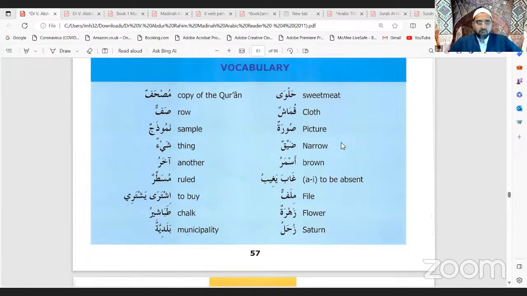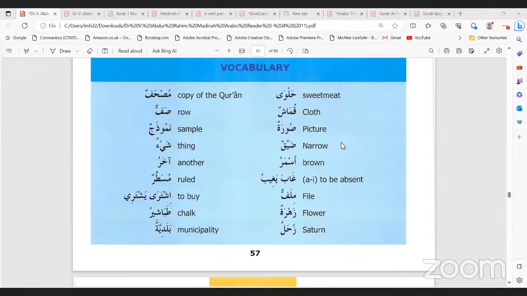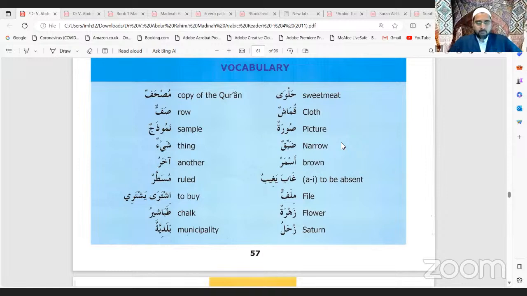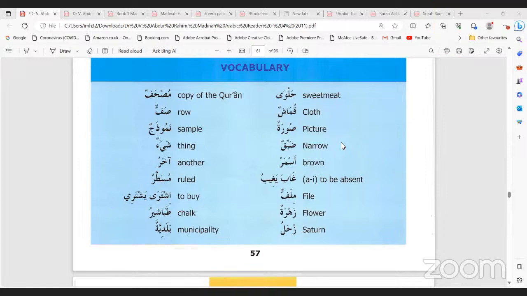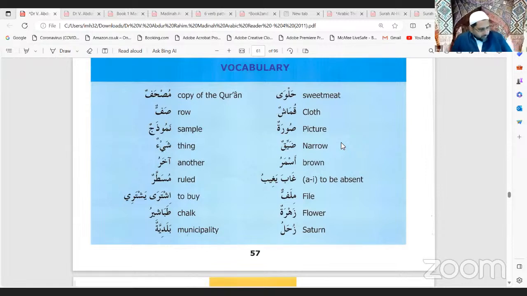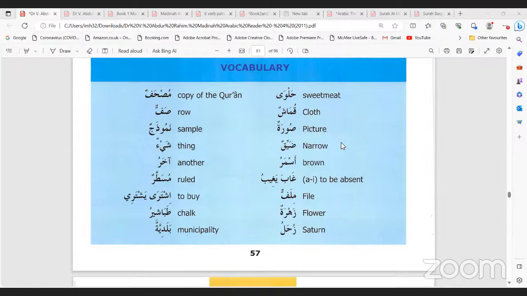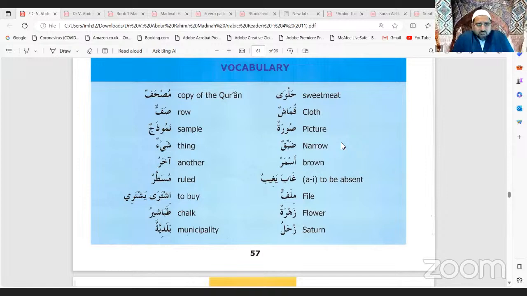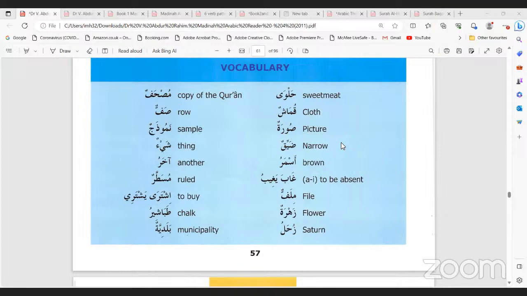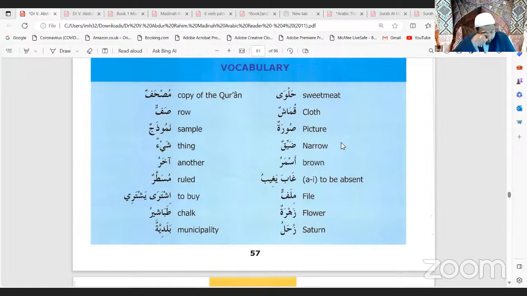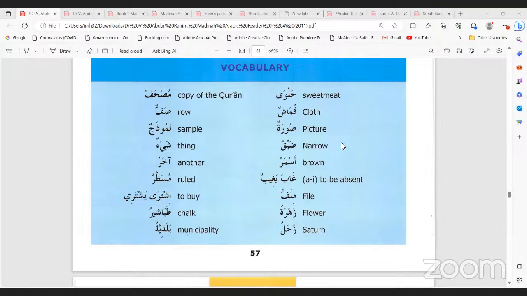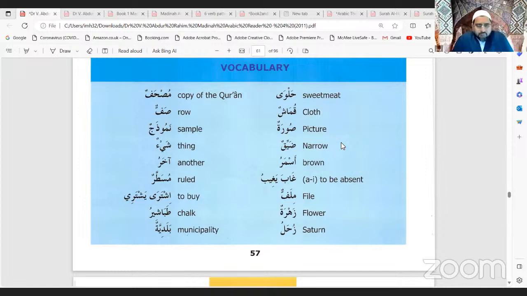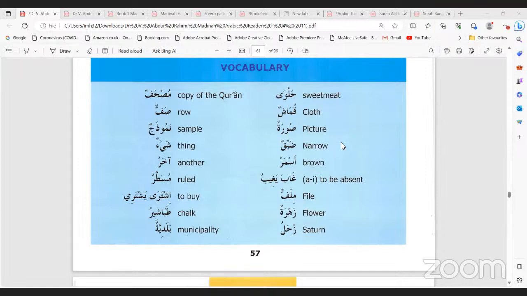Vocab, please. Mushafun, copy of Quran. Rosafun, sample. Namudajun, sample. Shay'un, thing. Akharu, another. Musattarun, ruled. To buy, ishtara, yashtari. Chalk. Tabashiru. Municipality, baladiyatun.